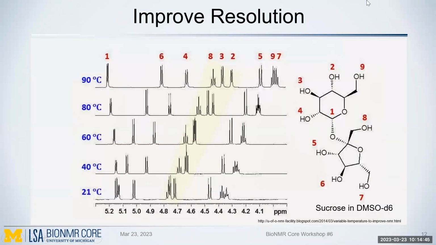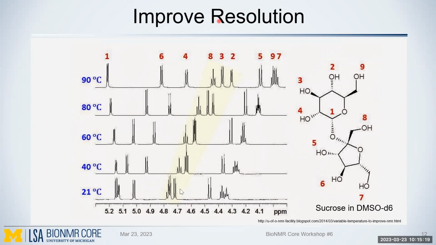And also sometimes VT NMR can help with improving resolution. Here's an example where the molecule is sucrose, dissolved in DMSO-d6. All those hydroxyl groups will appear in your 1D spectrum. Together with those proton groups in your ring system, this 1D proton spectrum will be a little bit complicated. So you can increase the temperature and see how the chemical shifts of those peaks change.